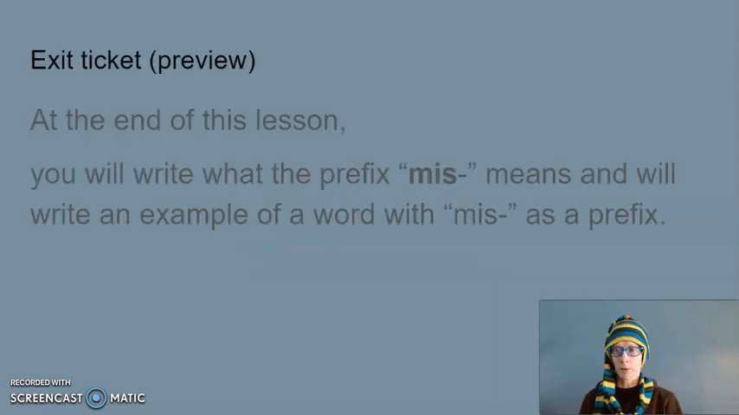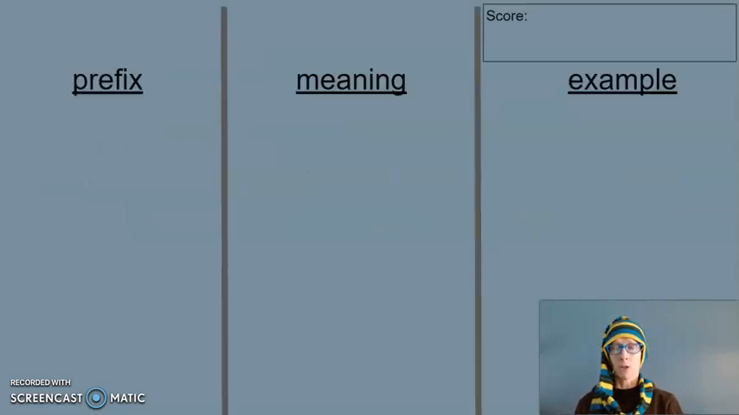Our exit ticket preview. At the end of this lesson, you will write what the prefix miss means, and we'll write an example of a word with miss as a prefix. Just a reminder, you should have the last page of your notebook set up like this. Pause the video now to complete this step if you still need to do so.